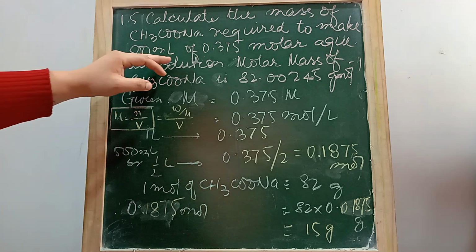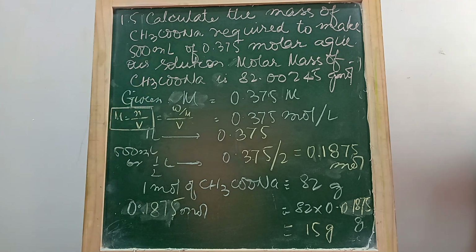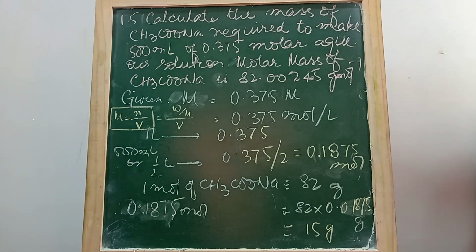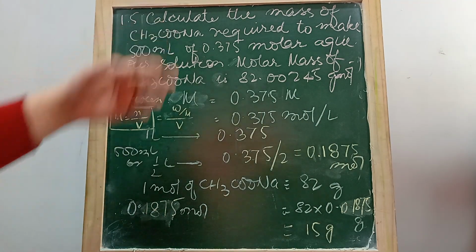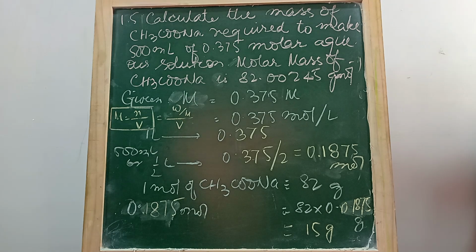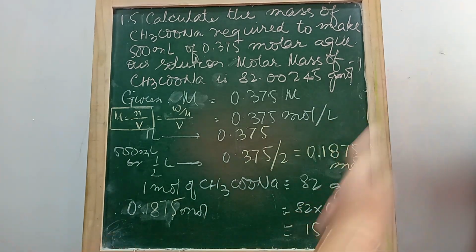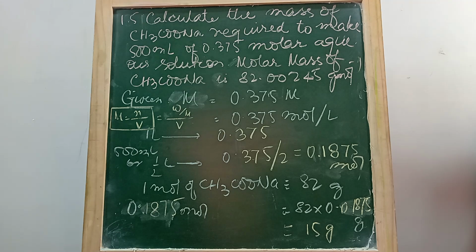So in this 500 ml of solution that we're going to prepare, this much mole of the substance should be added. But what is a mole? It's a number. 1 mole is Avogadro number, 6.022 into 10 to the power 23 molecules of sodium acetate. But this is not even 1 mole, it's 0.1875 mole. So 0.1875 multiplied by 6.022 into 10 to the power 23 molecules of sodium acetate is required.